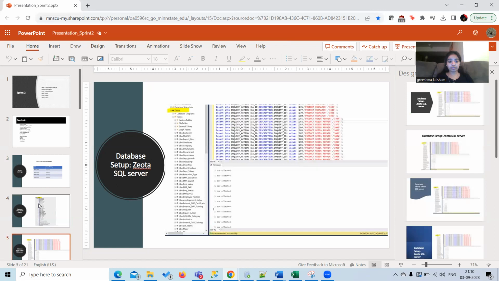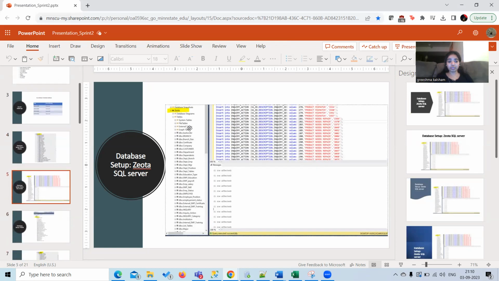Next would be Ziota loaded in SQL Server. So that's the Ziota database we have on Microsoft SQL Server. Just loading the scripts.